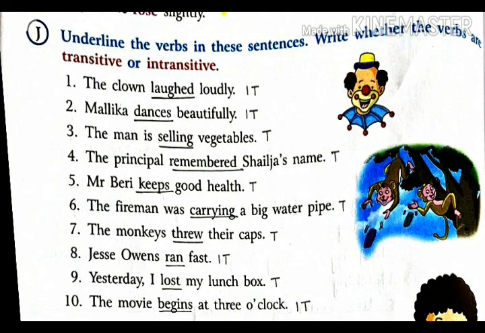J. Underline the verbs in the sentences. Write whether the verbs are transitive or intransitive. So we have to first underline the verb, then we have to tell whether it is a transitive or intransitive verb. Likewise, all have been done for you.